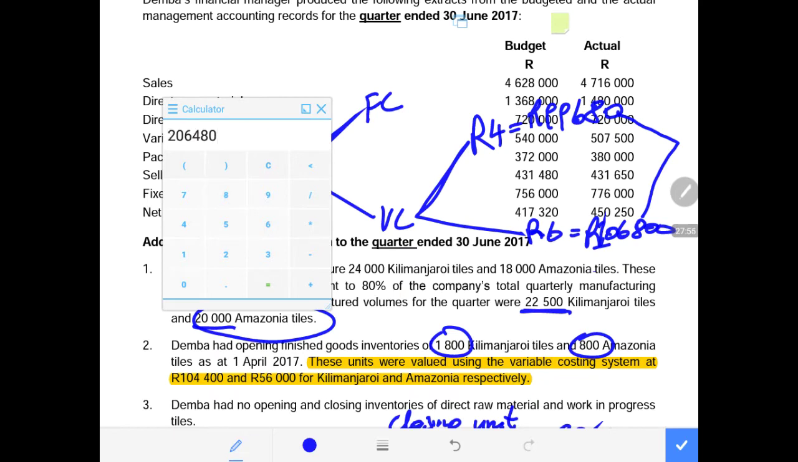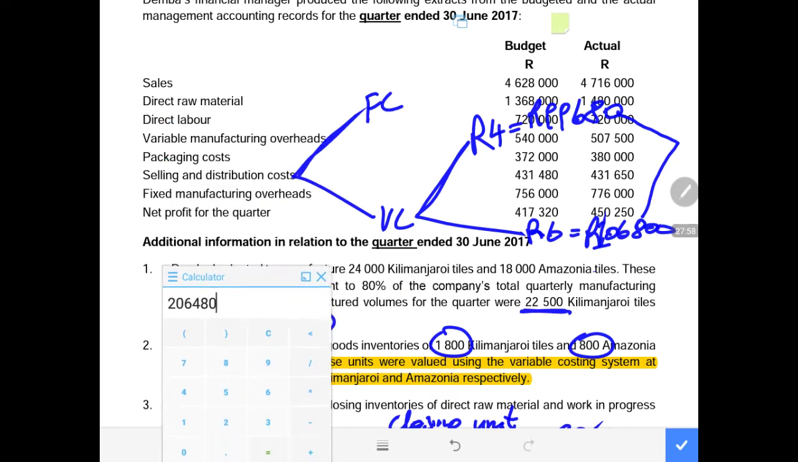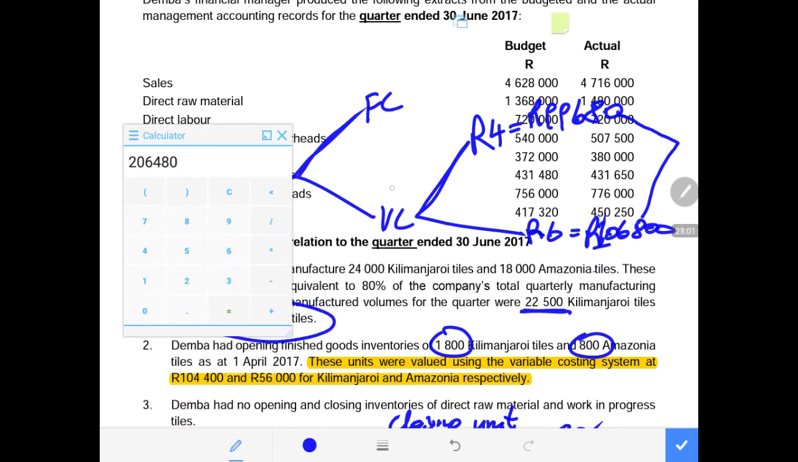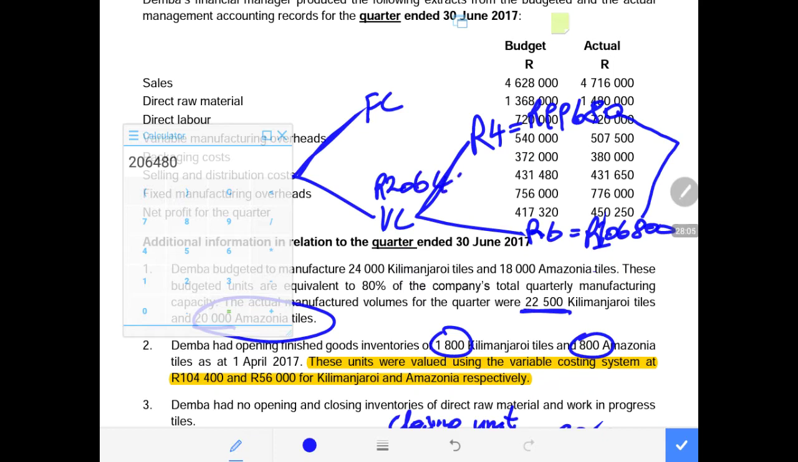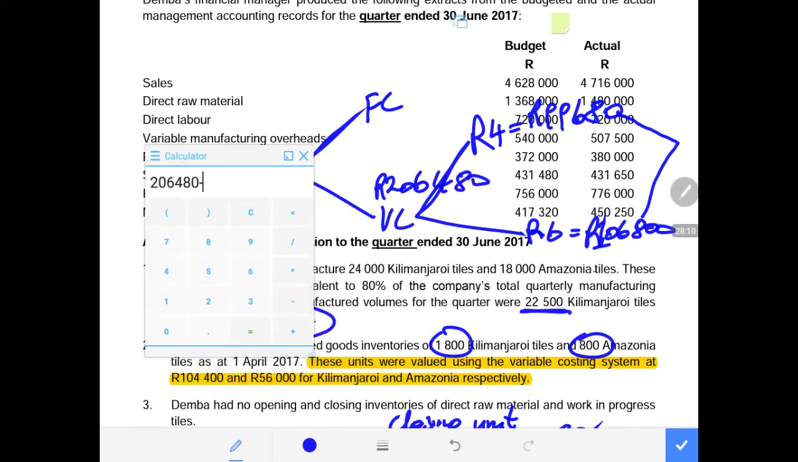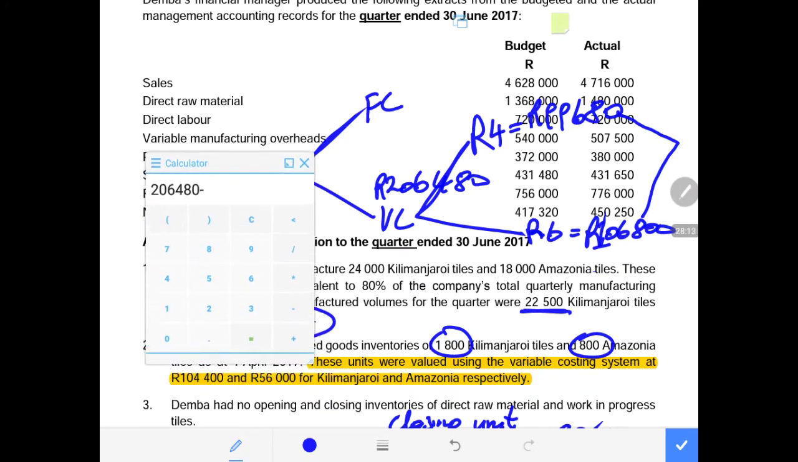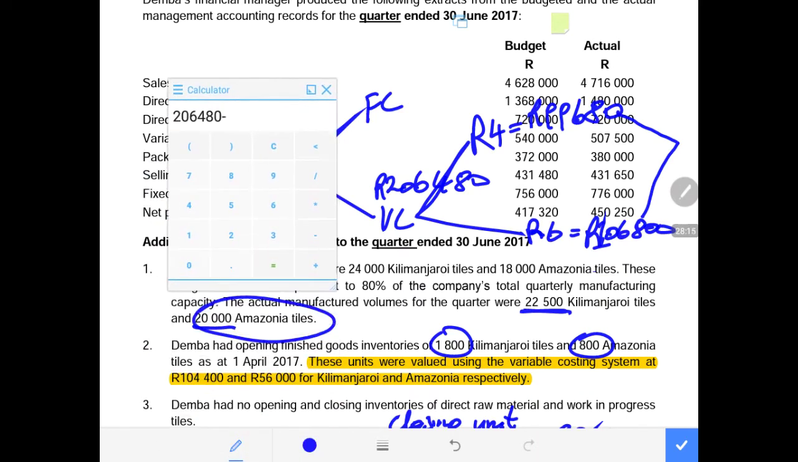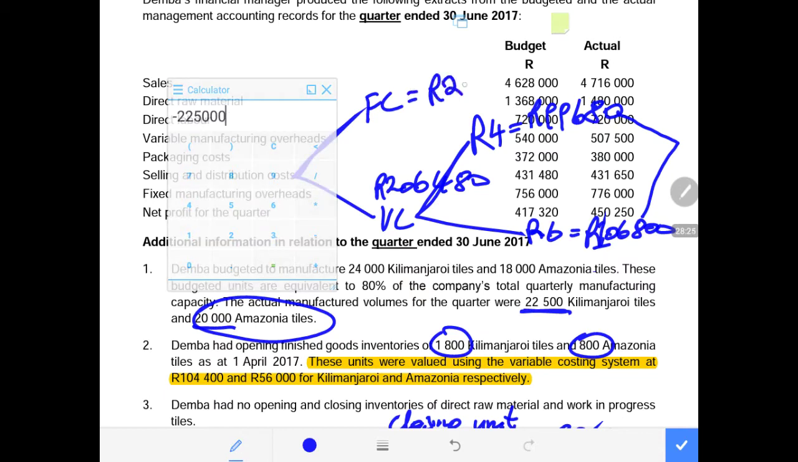99,680. This gives us a total of how much? It gives us a total of the variable part being 206,480. So now we say this is the amount minus the total of 431. Let me check if it's 431. Yes, 431,480. So that means the amount of 225,000 is the fixed portion.